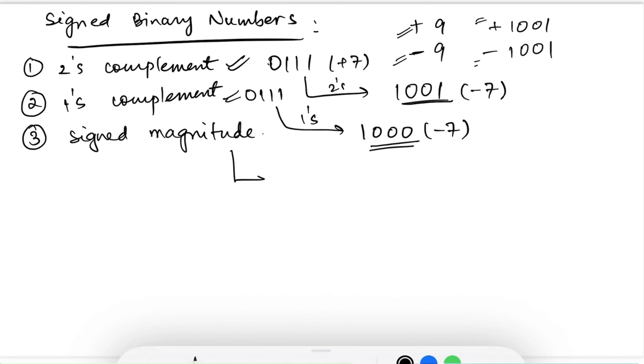Coming to the signed magnitude. What is signed magnitude? If I want to write +7, that will be the same +7. If I want to write -7, then just change the sign bit. The leftmost bit is the sign bit. This represents the sign. 0 is for positive, and if I convert this sign bit to 1, and the remaining bits are the magnitude bits, the magnitude bits must remain the same. So what is this? This is -7.